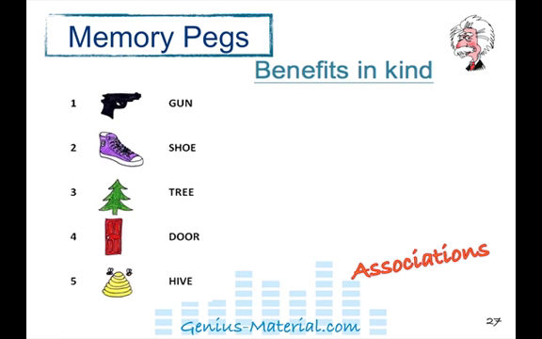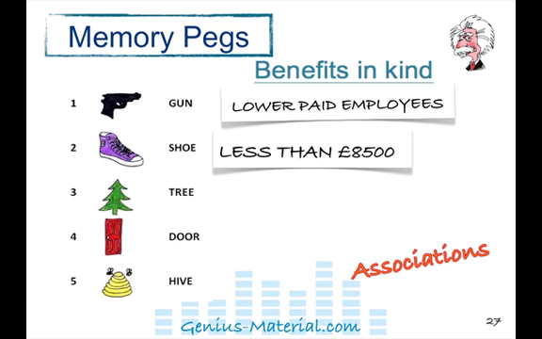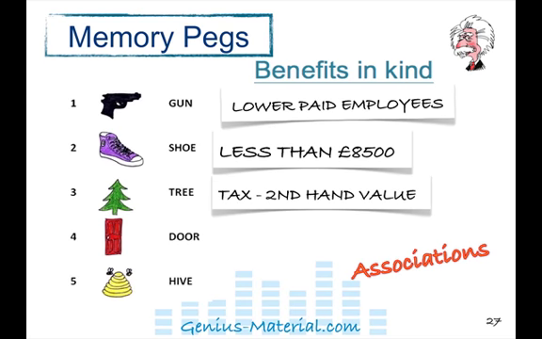I'm going to stick now my keywords onto each of these memory pegs, and I want you to make associations with the stuff we're trying to remember about benefits in kind with the memory pegs. And I'll show you what I mean as we go along, but I need you to do the work as well. Even though I acknowledge that you've not been there right through from the very beginning, this is more like random stuff attached to the pegs. My first keyword is lower paid employees. The second thing is they're earning less than £8,500 and that they're taxed at second-hand value or market value on the money that they earn. So those are my 3 key things that I have to remember.